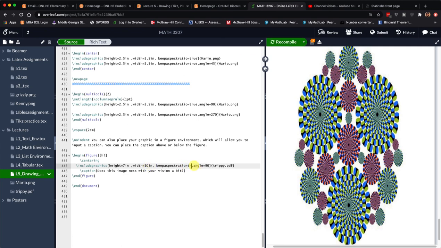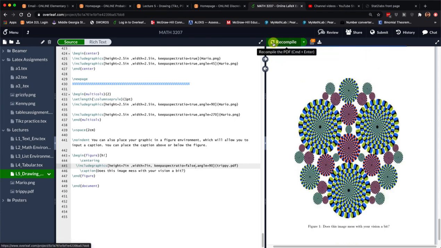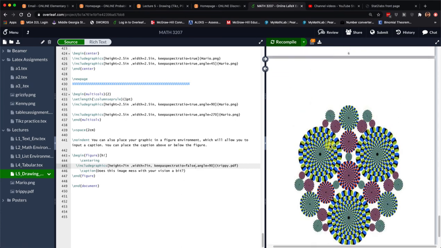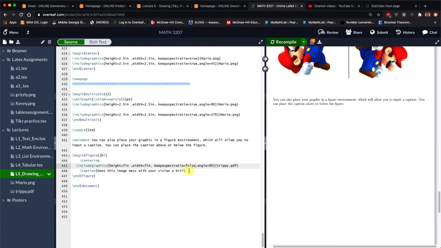If we say true here, it's probably only paying attention to the width there. So the width probably needs to be 7 inches as well, if we kept this as false. And hopefully that'll put it back on the same line. It didn't put it on the same line, but sometimes you have to play around with these things.